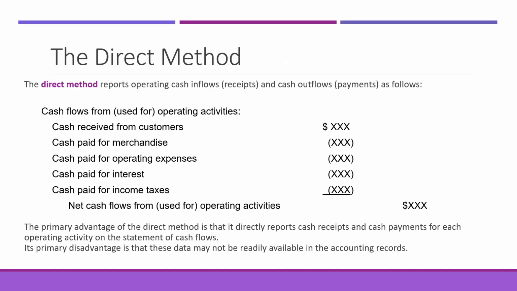Under the direct method, we list out every single item, essentially: received from customers, paid for merchandise, paid for operating expenses, paid for interest, paid for taxes, net cash flows from operating activities. On the face of it, it's quite simple. In reality, it's extremely difficult or nearly impossible for a multinational corporation to do it this way, because there's just a lot of transactions and a lot of moving parts.